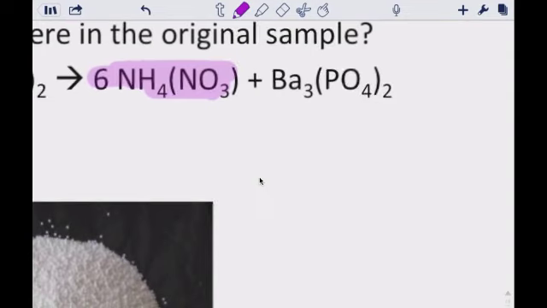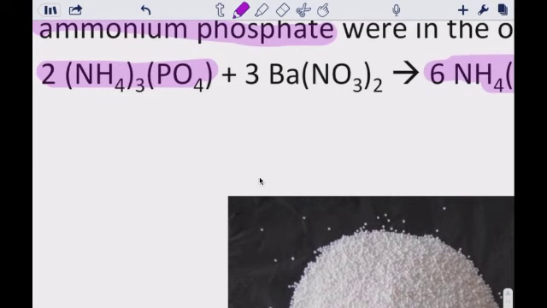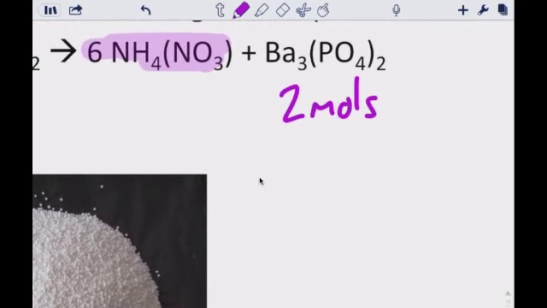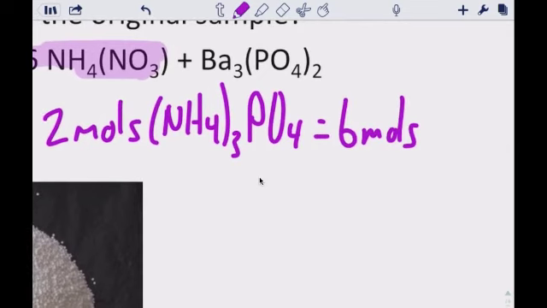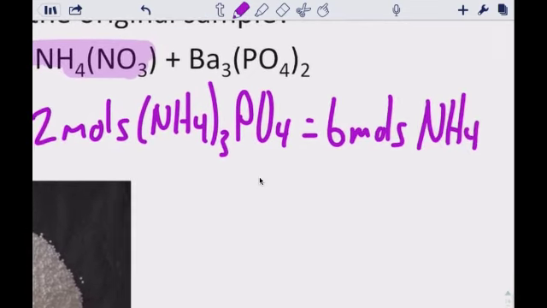ratio. So 2 moles of our ammonium phosphate equals 6 moles of ammonium nitrate. Okay, so we always write down our mole ratio to begin with.